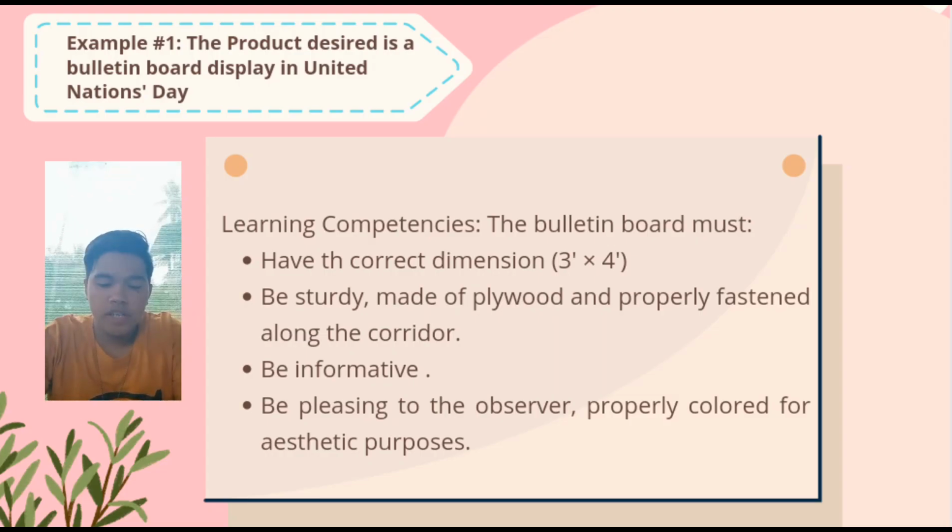Example number 1 is the bulletin board display. Learning competencies: the bulletin board must have the correct dimension of 3 feet by 4 feet, made of plywood and properly fastened along the corridor. It must be informative.